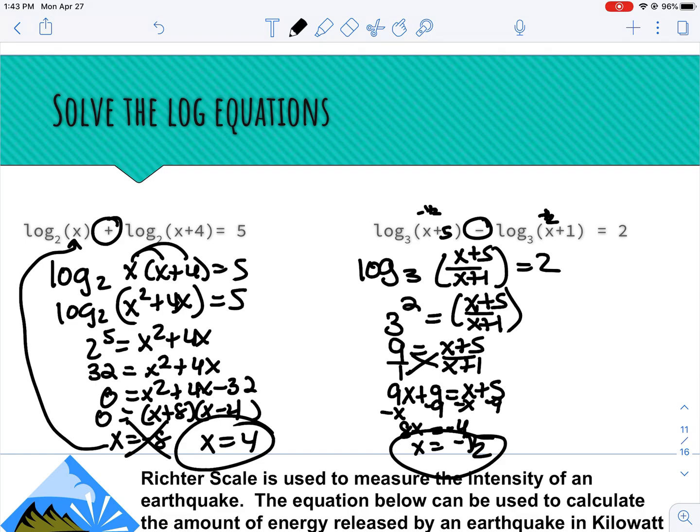Okay, so that's your rundown on how to solve log equations. We started with some easy ones and got up here to the complicated ones.